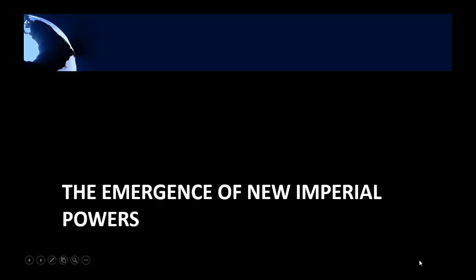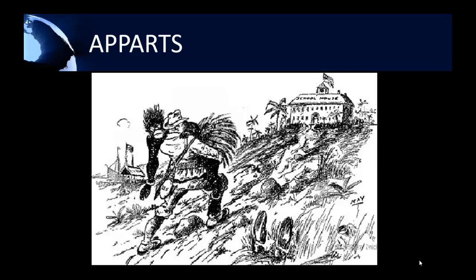Okay, this is section 3 of the Building of Global Empires. This time we're going to be talking about the emergence of new imperial powers, specifically imperial powers in the United States and in Japan. Before we move on, however, what I'd like to do is take a minute to do a little bit of review from class.